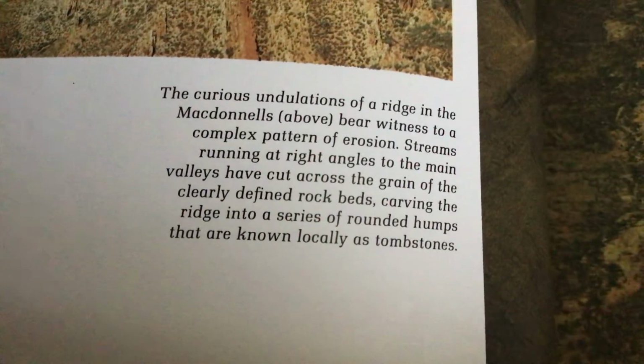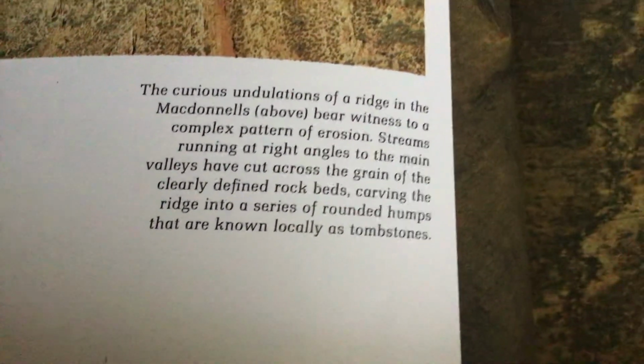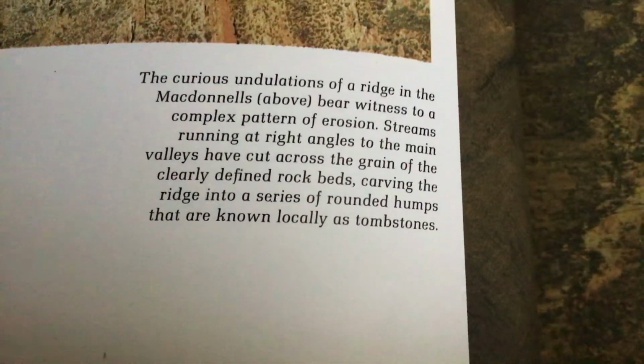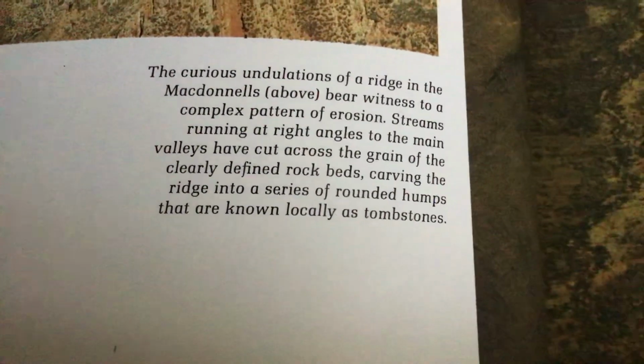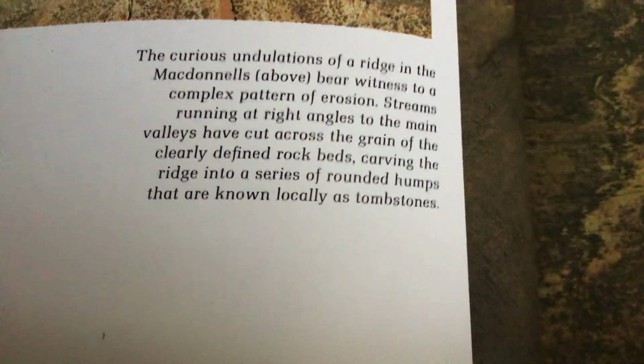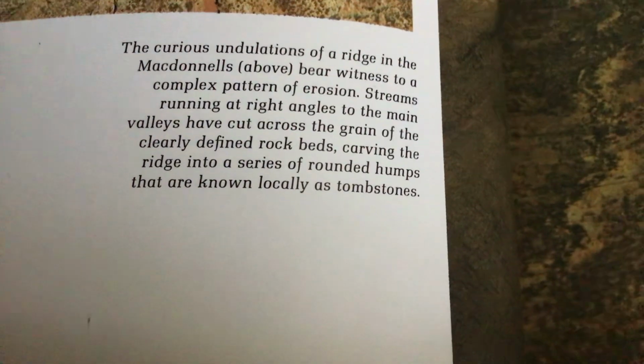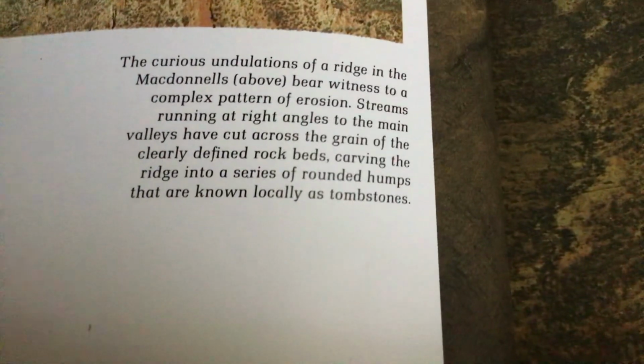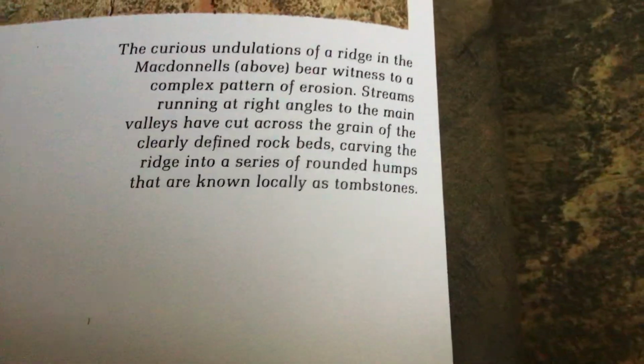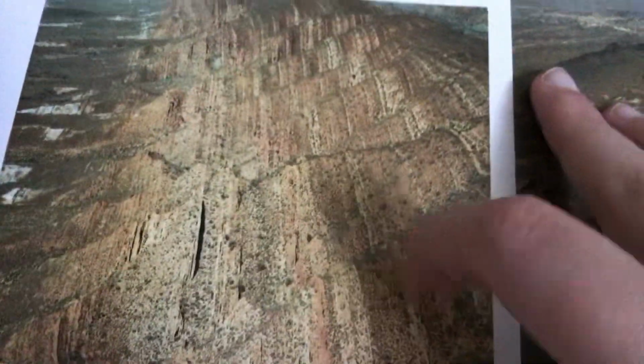The curious undulations of a region of the MacDonnells, above, bear witness to a complex pattern of erosion. Streams running at right angles to the main valleys have cut across the grain of clearly defined rock beds, carving the ridge into a series of rounded humps that are known locally as tombstones. See that? But there's no cemetery here.